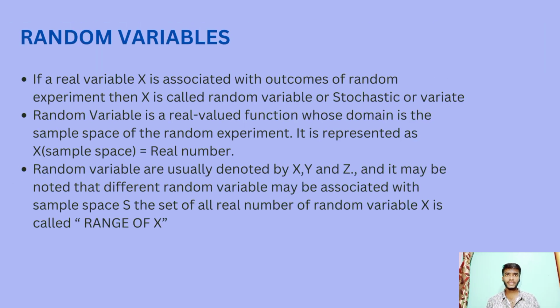Random variables. If a real variable x is associated with the outcomes of a random experiment, then x is called a random variable or stochastic variable or variate. The random variable is a real valued function whose domain is the sample space of the random experiment. It is represented as x of sample space is equal to the real numbers. Random variables are usually denoted by x, y and z. Different random variables may be associated with the sample space S. The set of all the real numbers of the random variable x is called the range of x.